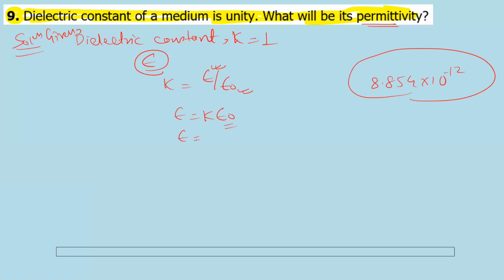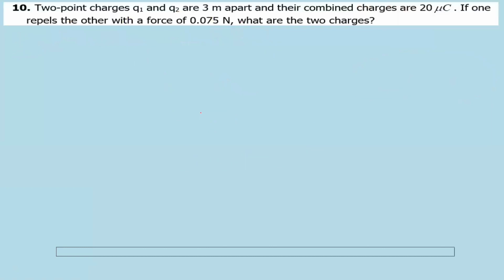This is the value. So we'll just put this as 1 into 8.854 into 10 to the power minus 12. So you can write epsilon is equal to 8.854 into 10 to the power minus 12. Clear? So this is the permittivity when the dielectric constant of any medium is unity. Clear? So this was an easy question. Now let us see the next question.